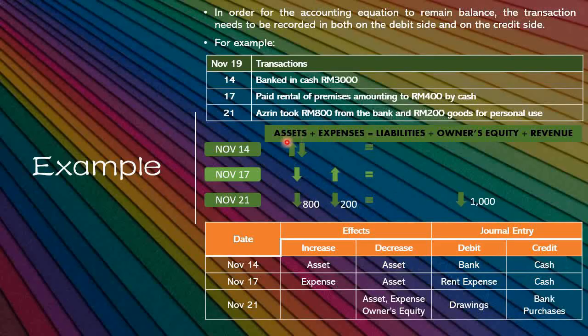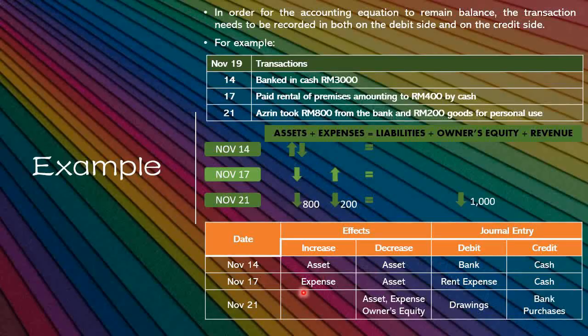Ya, bila aset bertambah kita debit, bila aset berkurang kita credit. Cuma apa spesifik item dalam aset tu yang bertambah, apa yang berkurang. Dalam kes ni yang bertambah asetnya adalah bank. Yang berkurang ni aset juga tetapi cash. So you debit bank, credit cash.